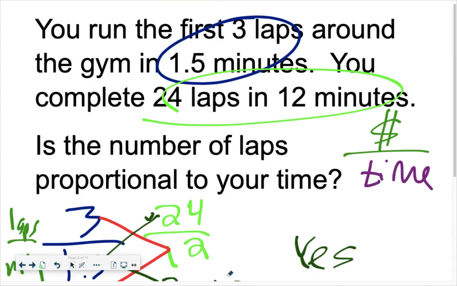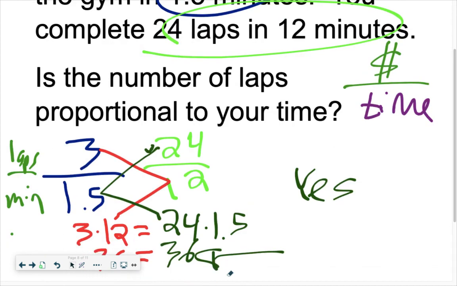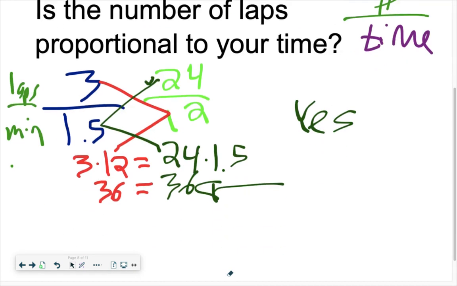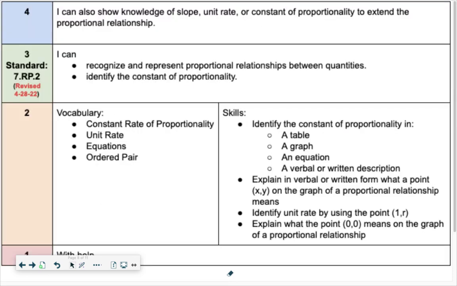You now know that you ran proportionally, meaning you ran the same rate the entire time. Well, if you don't want to do that next time you're in gym class, at least here in math class, you can put down, yes, it is proportional, or good. Or to ask, is the number of laps proportional to your time? Yes. So that would technically answer the question as well. But it's always nice to spell out that word.